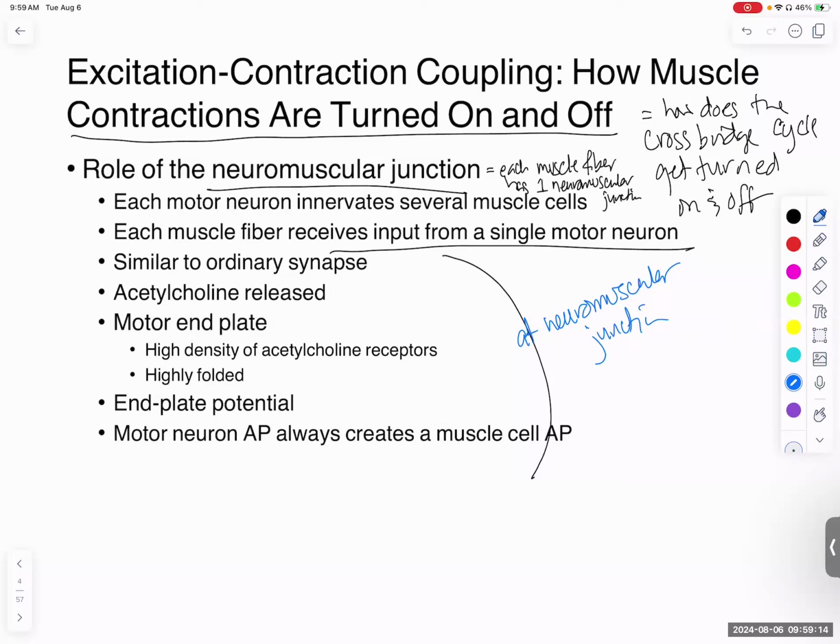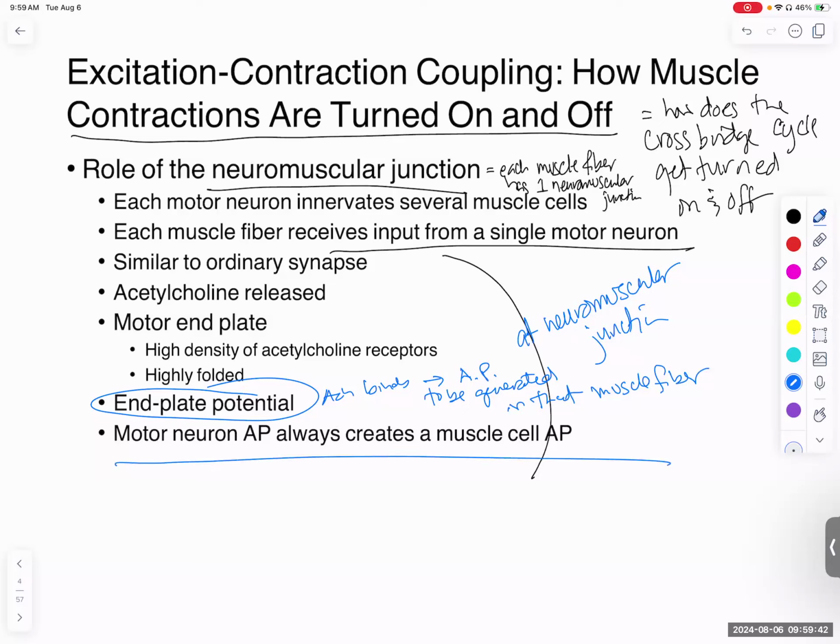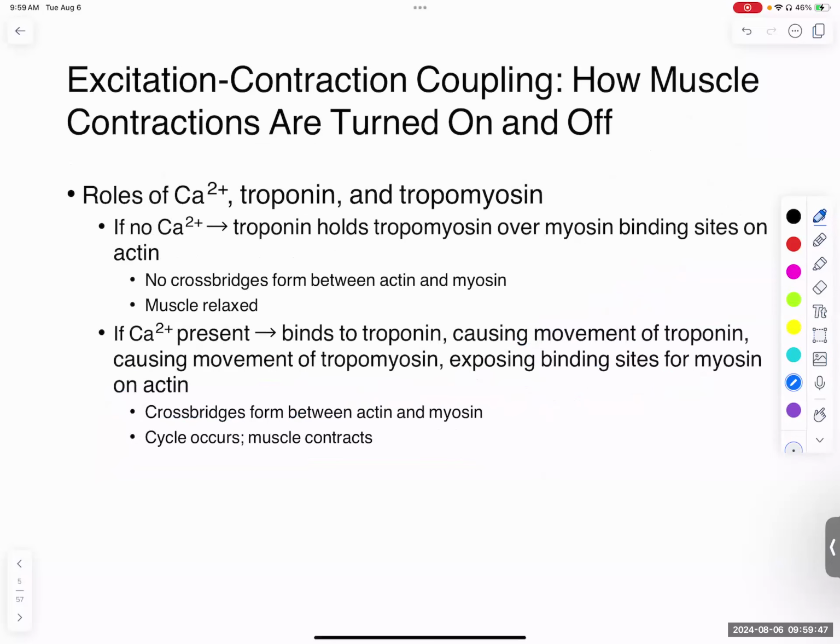So there are going to be nicotinic cholinergic acetylcholine receptors, and they're going to be located on the motor end plate. And this is where acetylcholine binds to cause an action potential to be generated in that muscle fiber. Motor neurons always create an action potential because it's a nicotinic cholinergic receptor. They're always excitatory.